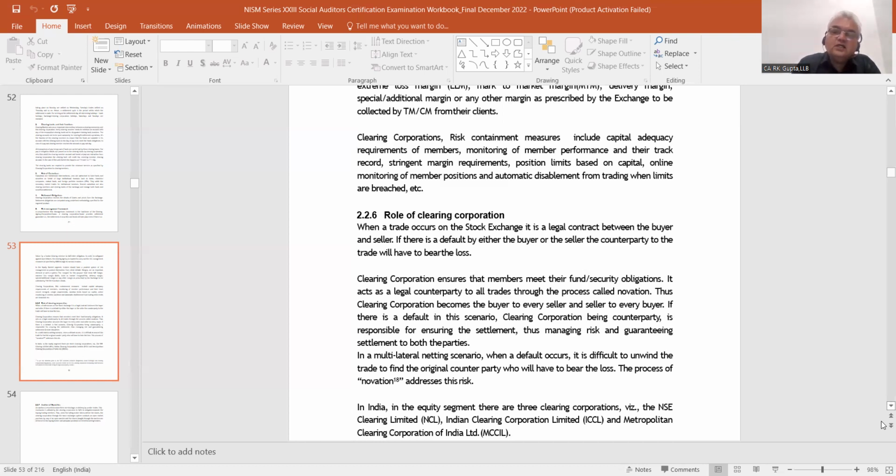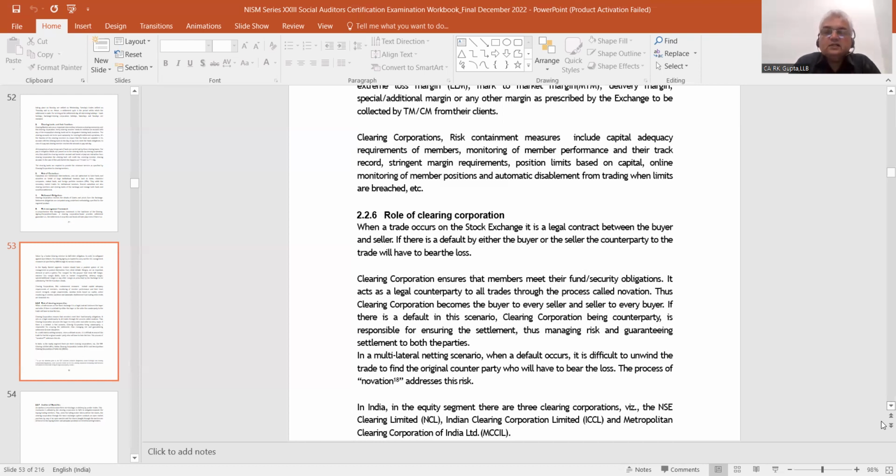So there is a third party guarantee in a way by the clearing corporation that whatever is the trade will be fully honored. Thus, clearing corporation becomes the buyer to every seller and seller to every buyer. So in a way, it is providing third party guarantee. If there is a default in this scenario, clearing corporation being counterparty is responsible for ensuring the settlement, thus managing risk and guaranteeing settlement to both the parties.